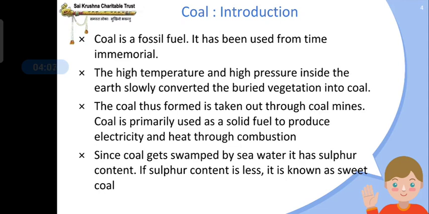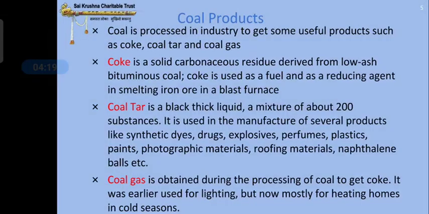So since coal gets swamped by seawater, it has sulfur content. If the sulfur content is less, it is known as sweet coal. Okay. Whenever a coal has less sulfur content, it is said to be sweet coal. So we have 3 coal products. Okay, they are called coke, coal tar and coal gas. So what do we understand by coke?